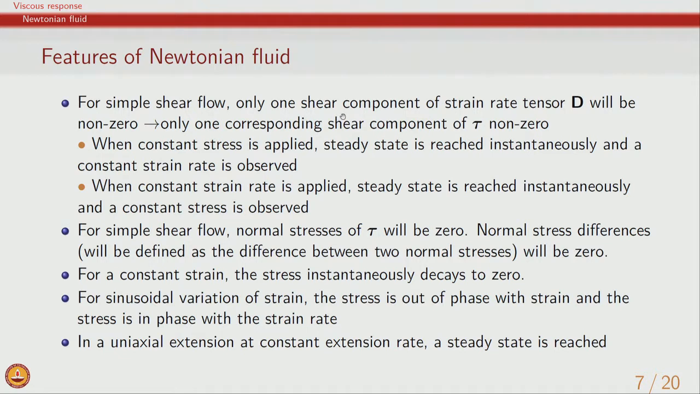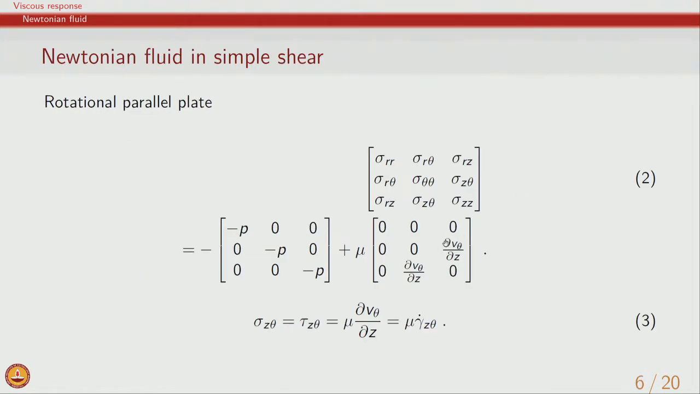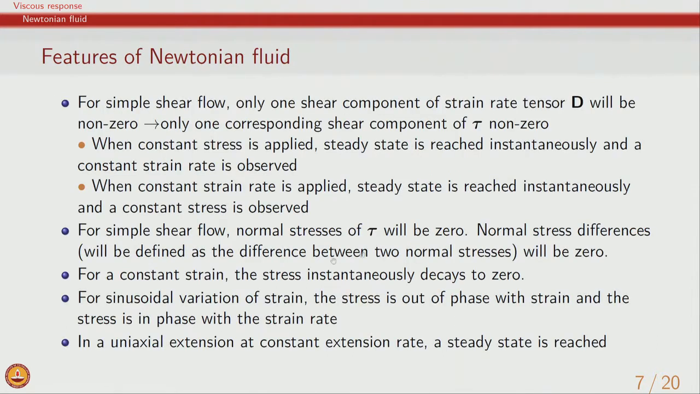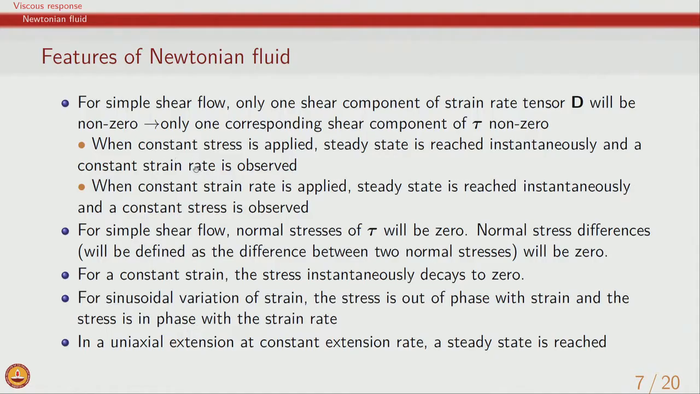For simple shear flow, there is only one shear component of the strain rate tensor D which is non-zero. So, as we saw in the previous slide, there is only one component. This is of course always a symmetric tensor, so there are 3 plus 3, 6 components which are of relevance. So, only one component, in this case z theta or theta z, is non-zero. So, only one corresponding shear component of tau or sigma is also non-zero. So, the stresses also we find similarly: tau z theta or tau theta z, or sigma z theta or sigma theta z, non-zero.